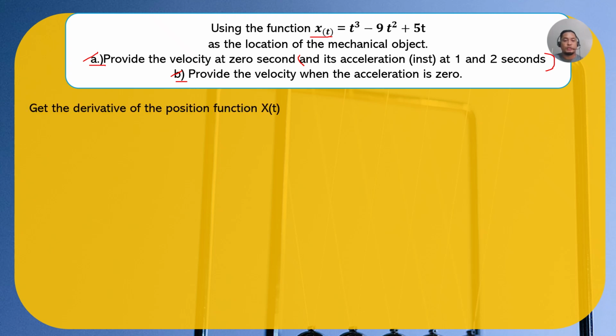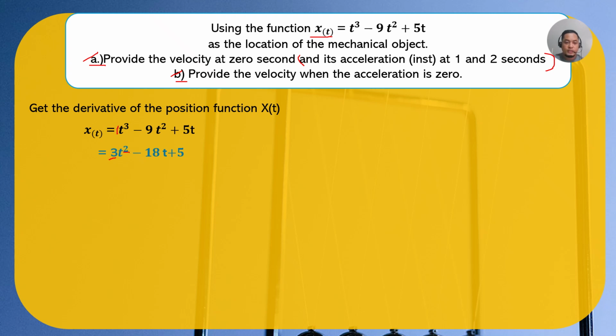First thing that we will do is get the derivative of the position function, or the x of t, and that's our position function here. If we get the derivative of this position function, the power rule will be applied. So 3 times 1 is 3, and then the exponent 3 minus 1 is 2.